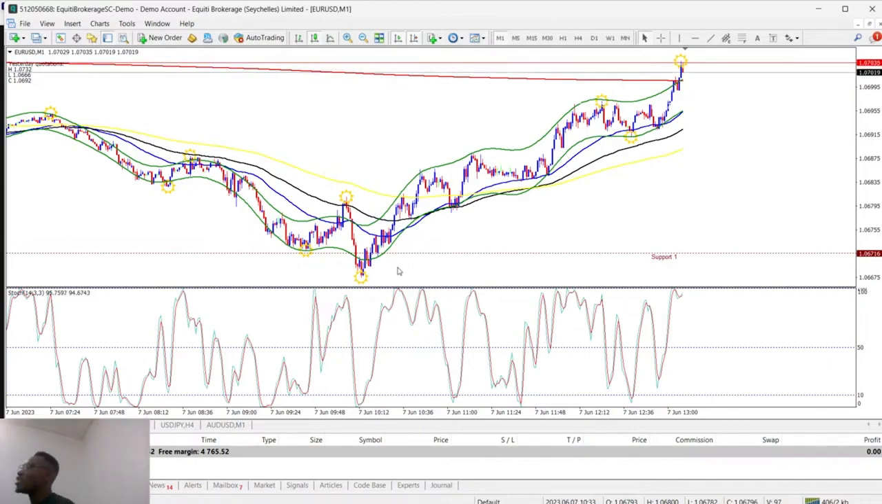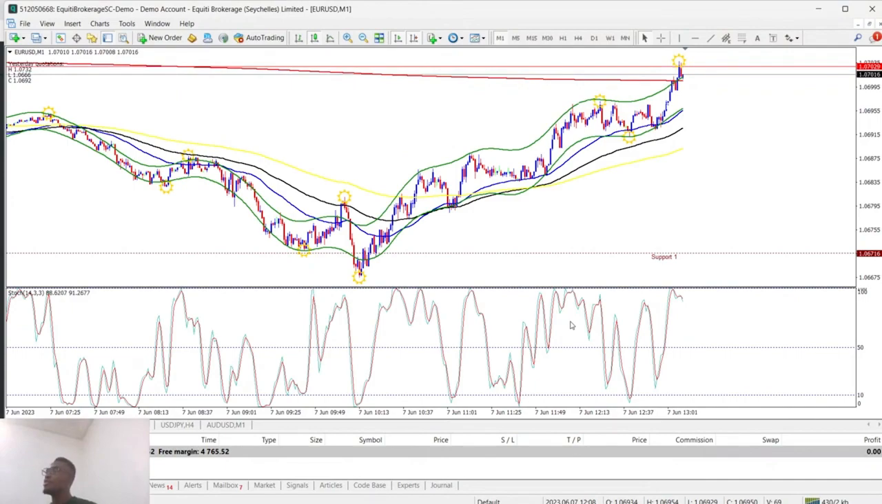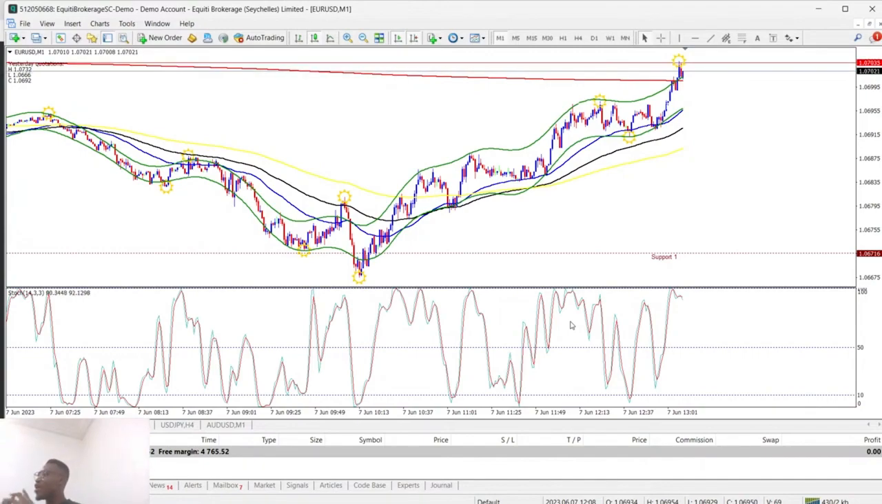Understood? The stochastic helps identify overbought and oversold levels in price. The first question says I should explain the stochastic indicator again. It helps identify overbought and oversold levels in price.